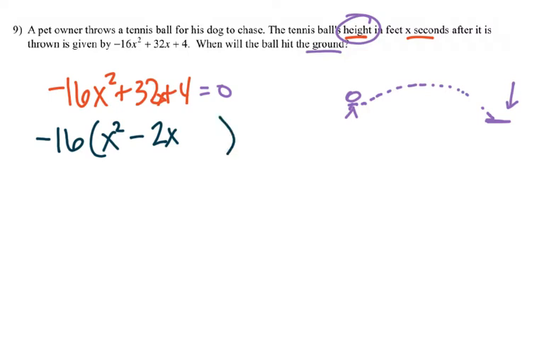And then I'm going to leave some space to complete that square. I'm going to have the plus 4 hanging out over there. I'm not going to move it to the other side yet. Inside my parentheses, I'm going to complete that square. So half of 2 is 1, square it is 1. Now here's the key. What did I really just do? I didn't really just add 1. I really subtracted 16. So to make up for doing that, I'm going to have to add 16.